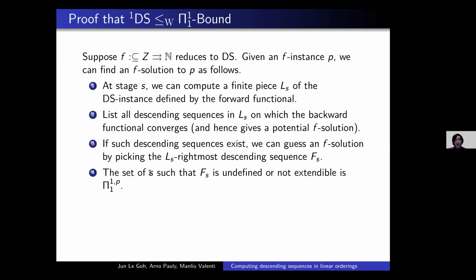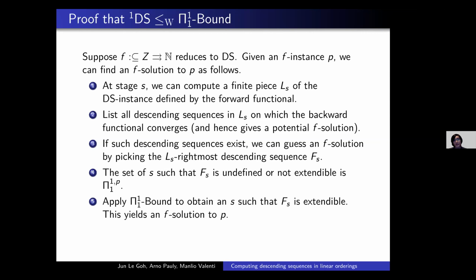So look at the set of s such that either f_s is undefined, that can only happen for finitely many stages, or is not extendable. That can also only happen for finitely many stages. And that's the power 1 set with parameter p. So if we now apply power 1 bound to this set, that gives us some stage s such that this finite descending sequence f_s is extendable.